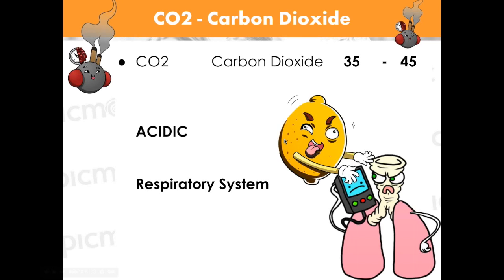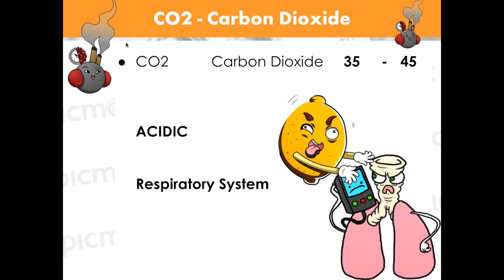So what's next? Next, we're going to go over carbon dioxide. CO2. We need to remember that carbon dioxide has acidic properties. If you think carbon dioxide, you should think acidic. Now, why acidic? Well, first off, what you need to remember is CO2 is managed by the respiratory system.